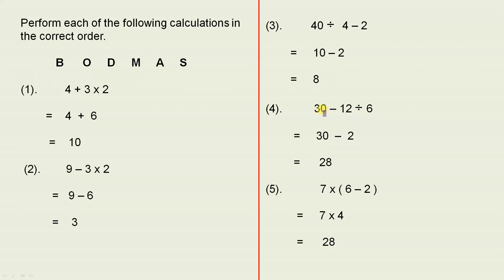Number 4, 30 minus 12 divided by 6. We have to do division first. 12 divided by 6 is 2. 30 minus 2 is 28.